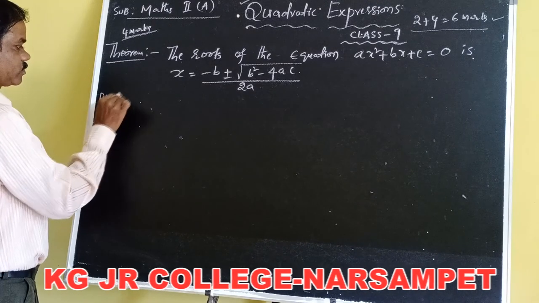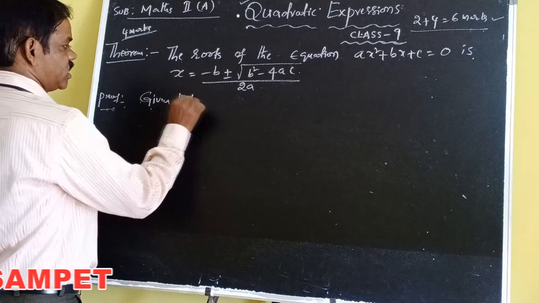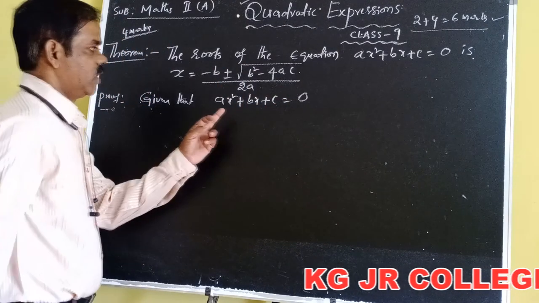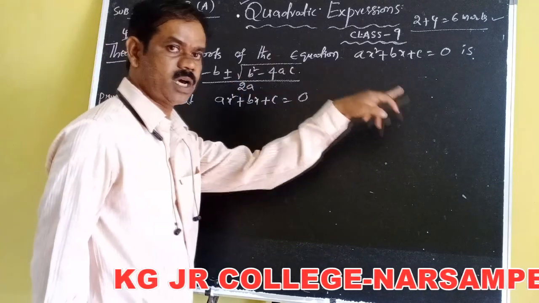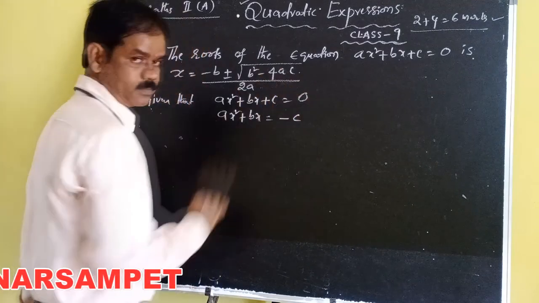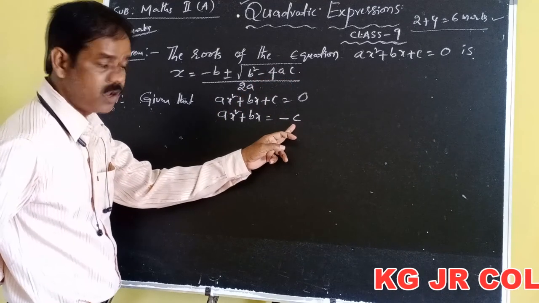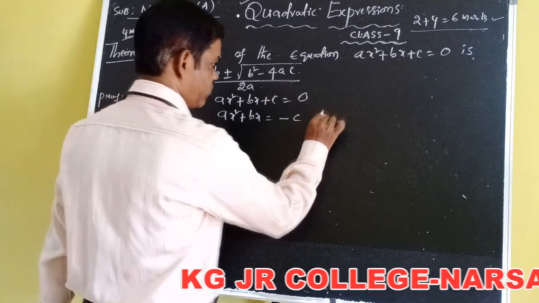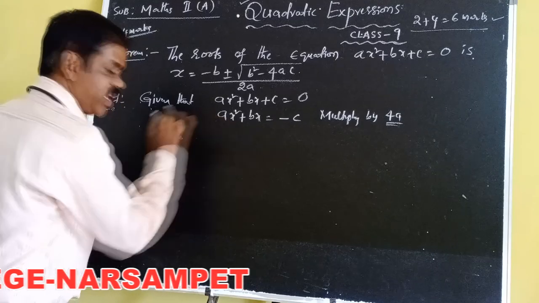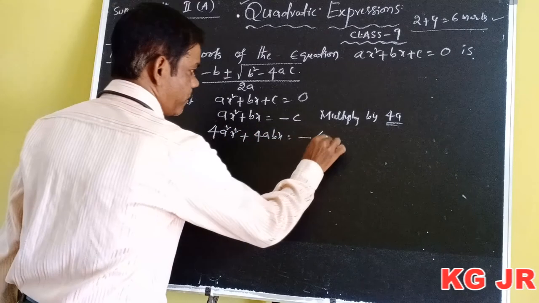First proof. So very simple. See student, what is the given quadratic equation? Given that the quadratic equation ax square plus bx plus c is equal to 0. First of all, we have to take this plus c into the RHS side. So first, ax square plus bx is equal to minus c. Next, observe here, we have 4ac. That means we have to multiply by 4a on both sides. Multiplying by 4a on both sides, you get 4a square x square plus 4abx is equal to minus 4ac.